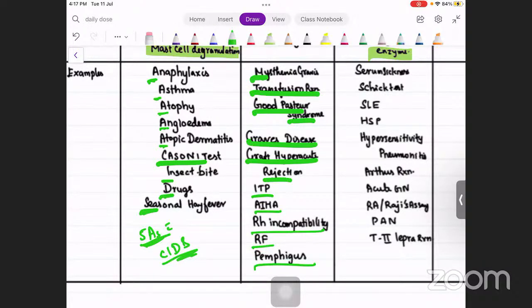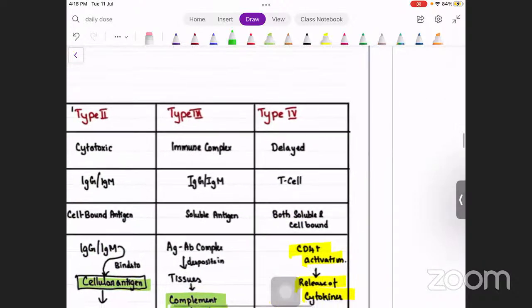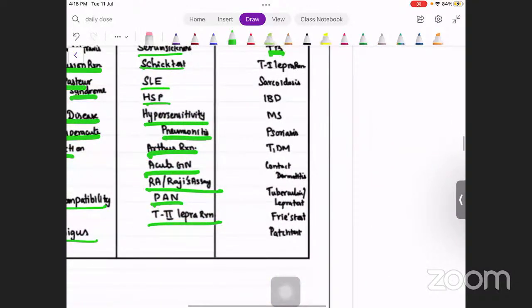Then you have type 3, which includes serum sickness, Schick test, SLE, HSP, hypersensitivity pneumonitis, Arthus reaction, acute glomerulonephritis, rheumatoid arthritis, PAN (polyarteritis nodosa), and type 2 lepra reaction. Then you have type 4: TB, type 1 lepra reaction, sarcoidosis, IBD, multiple sclerosis, psoriasis, type 1 diabetes, contact dermatitis, and tuberculin test, lepromin test, Frei test, and patch test.